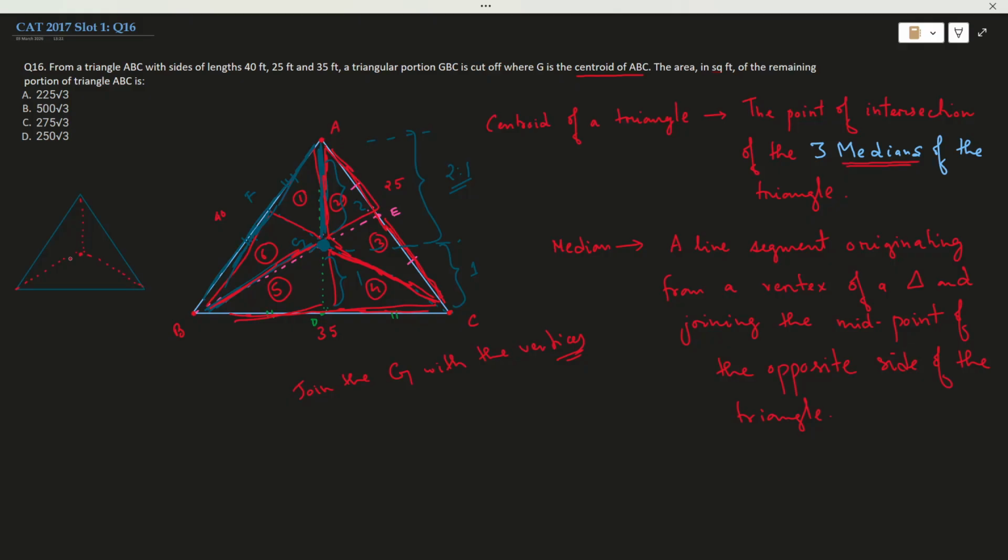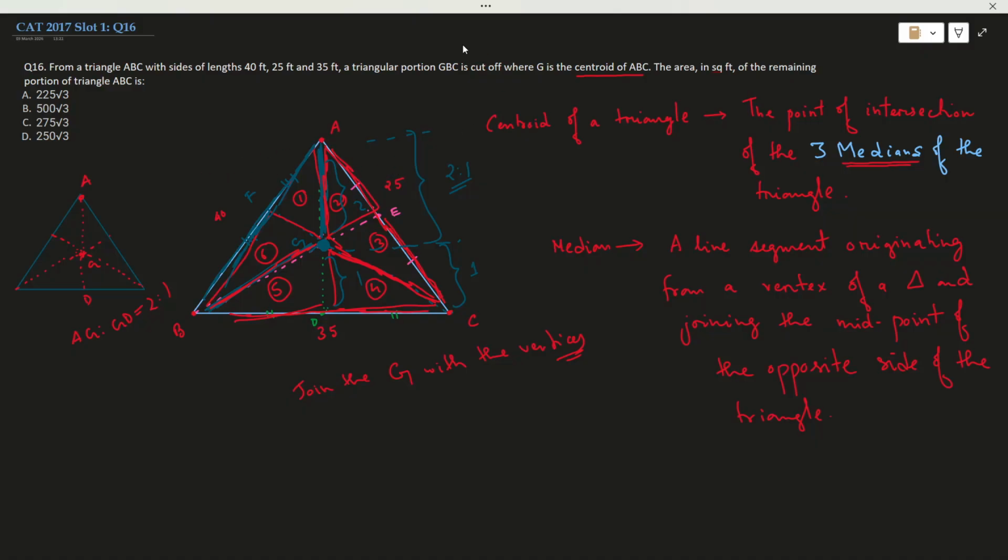So these are the 3 triangles of equal areas first. Okay, second, this is the median, right? This length AG, let's say this is D, AG is to GD is equal to 2:1. All right guys, I hope you have understood. So now let's start the question.